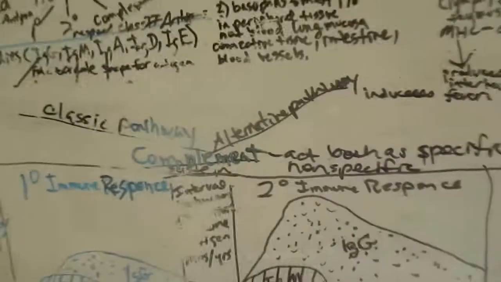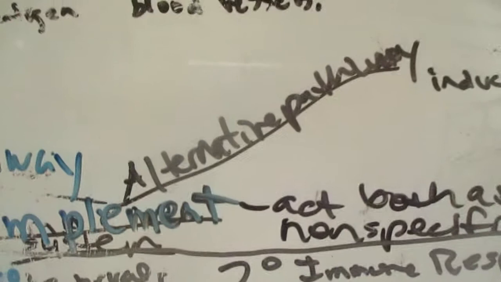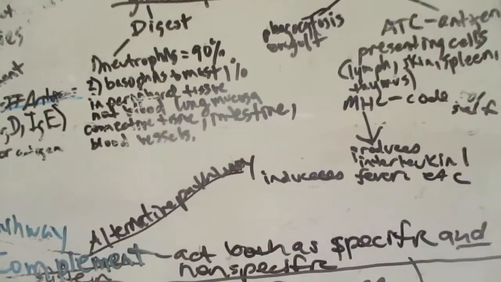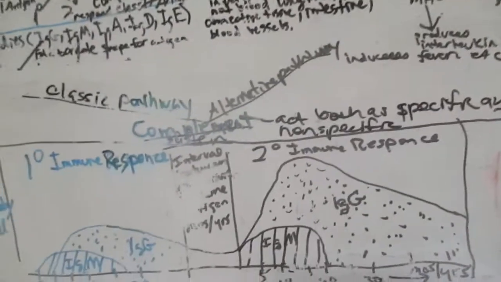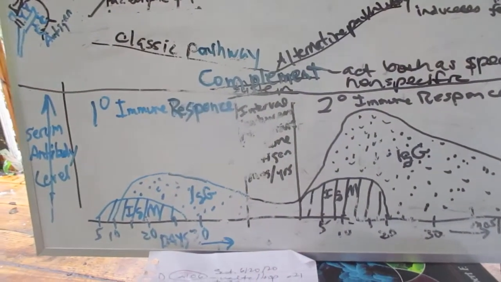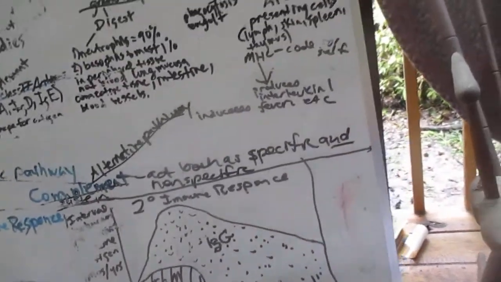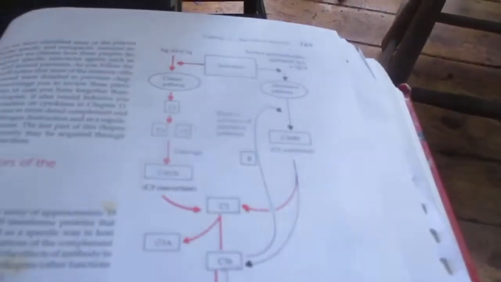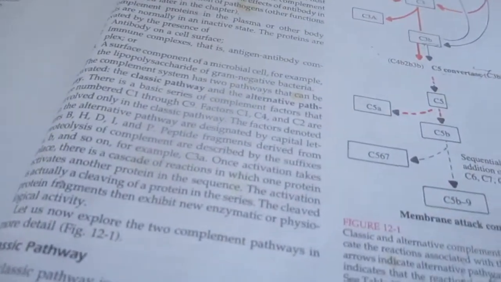So, that's that. Now we're going to discuss the complement system, which I have summarized here. And the complement is on page 169. Right here. The immune response, humoral versus cell-mediated immunity.